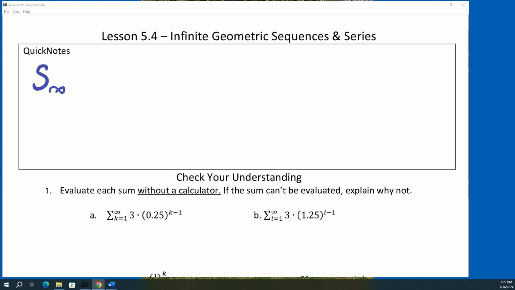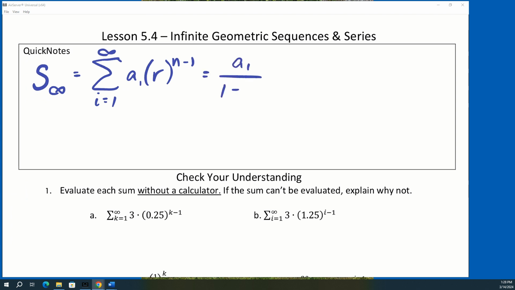So if I want to find the sum of all the terms forever and ever, I'm going to use the summation notation we haven't used in a while. We're going to go from i equals 1 to infinity, and I'm just going to use the formula for the rule of a geometric sequence. That is going to be equal to the first term divided by 1 minus r, if 0 is less than r is less than 1. So only if r falls in between 0 and 1.